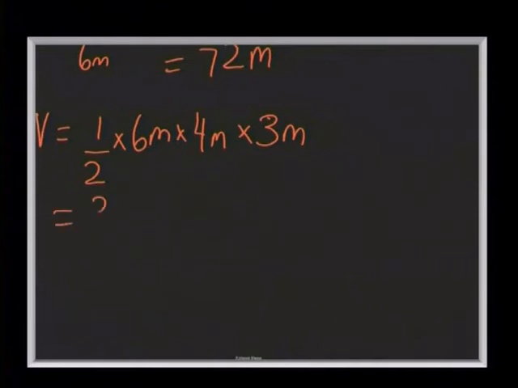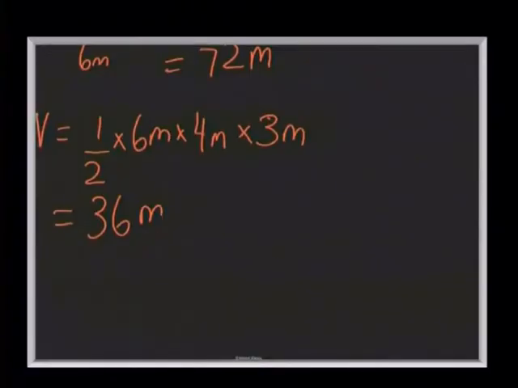Right, it's equal to 36. We're dealing with volume. What was volume? 3-dimensional. So it is 36 meters cubed. Again, you can see we multiplied meters by meters by meters. Please don't forget your units. They're very, very important.